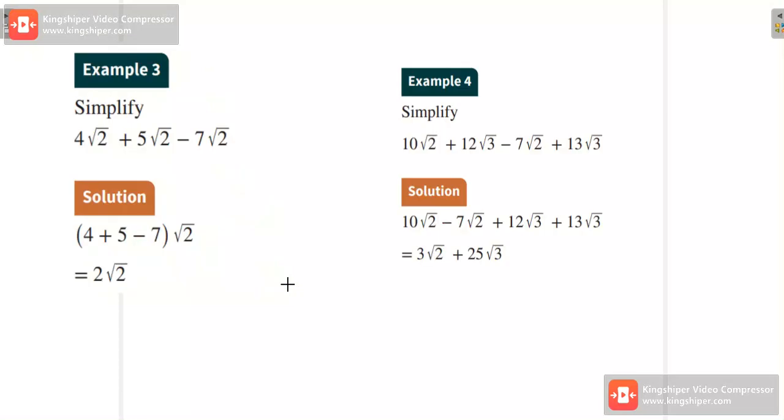Let's look at these examples. Simplify. Example 3. We have to simplify 4 root of 2 plus 5 root of 2 minus 7 root of 2. Now, since the sets are all the same, we just have to factorize the root of 2 out. Then we are left with the constants, or the natural numbers. So we have 4 plus 5 minus 7. And that gives us 2 root of 2.